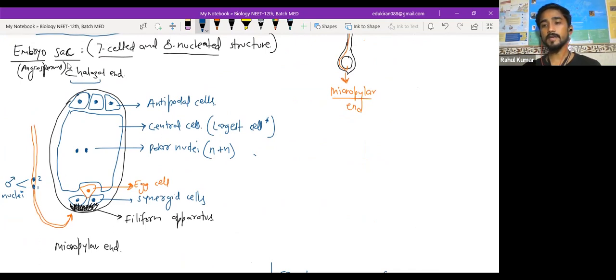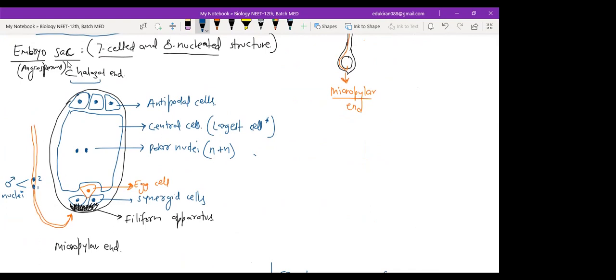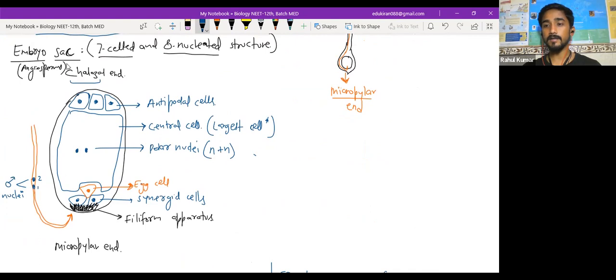Scrotal sac is also a sac. Bag is also a sac. In our lungs, we have alveoli, which are called air sacs. They contain air in them. So the embryo sac contains the embryo. Eventually, when the embryo is formed, it will be inside this sac.